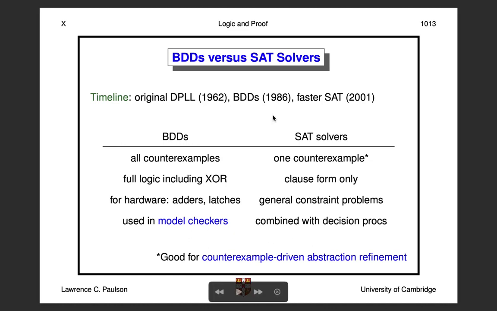With BDDs in 1986, it was possible to treat problems with something like 100 propositional variables. And this is clearly beyond the scope of even today. We cannot deal with 2 to the 100 in any brute force way. Then when SAT solvers were tuned in various clever ways, a process that started in the 90s, by 2001, people could deal with problems in up to about 10,000 variables. I think today they can deal with much, much bigger problems.